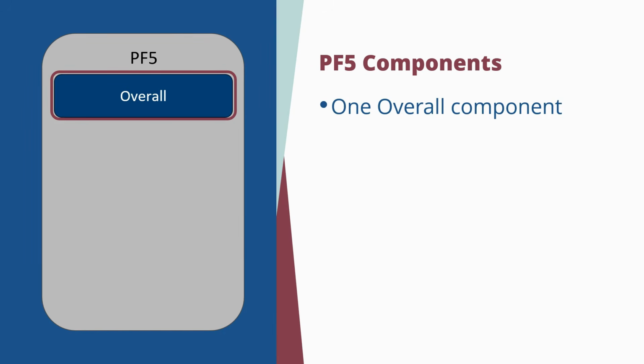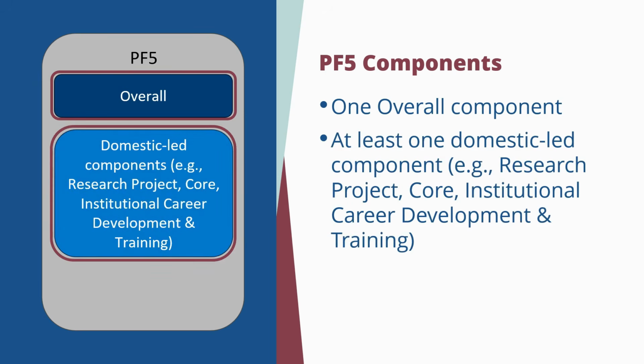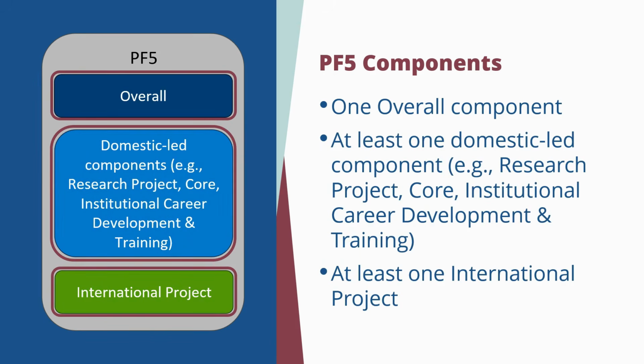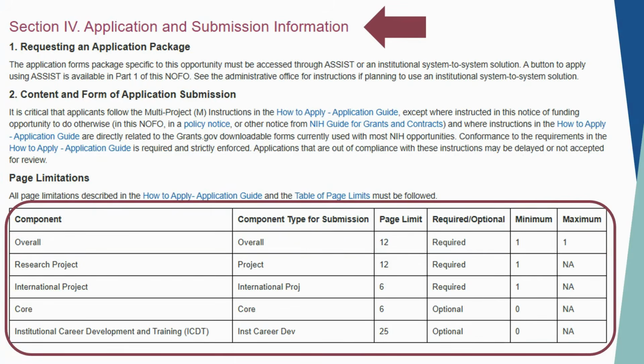All PF5 applications must include one overall component, one or more domestic-led components, and one or more international projects. We define the required and optional components within the application and submission section of the funding opportunity, as seen in this PF5 parent example. The required domestic-led component could be a research project, a core, or an institutional career development and training component, depending on the opportunity. Let's continue using the parent PF5 as an example and dig a little deeper.